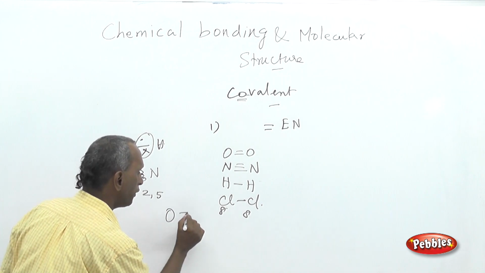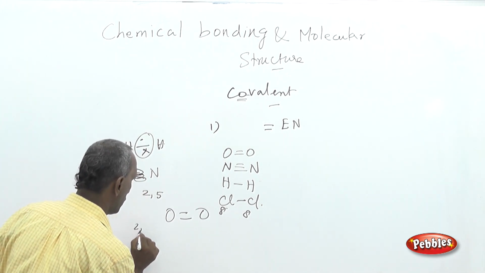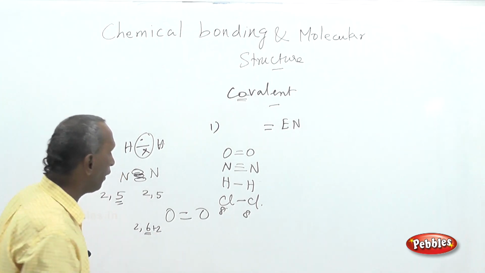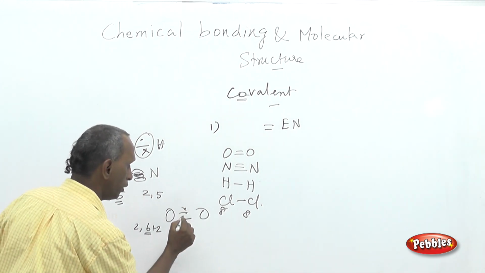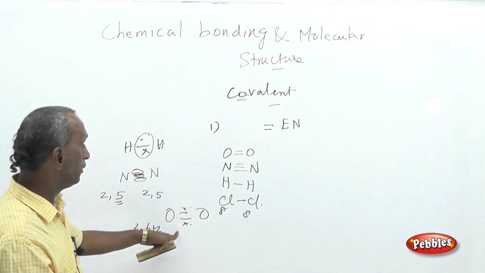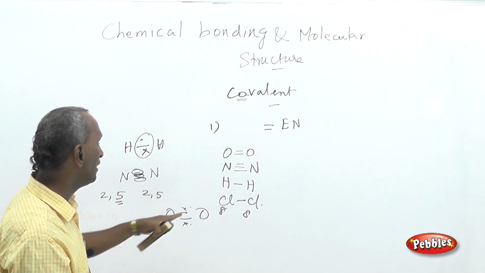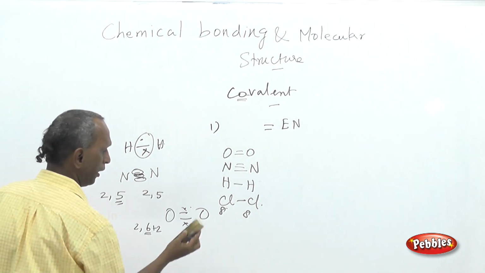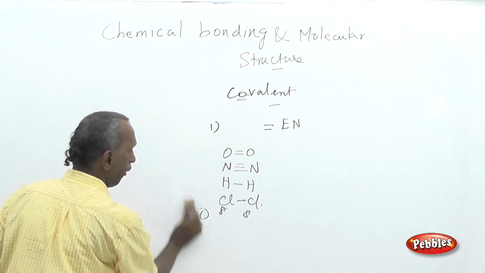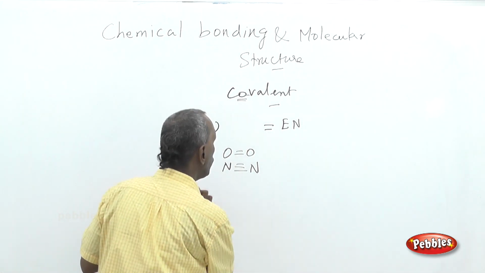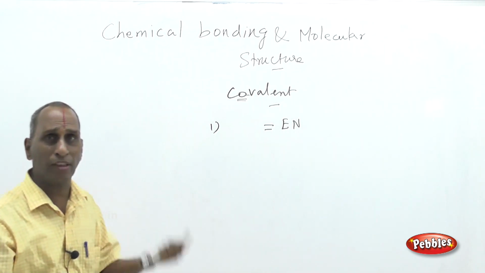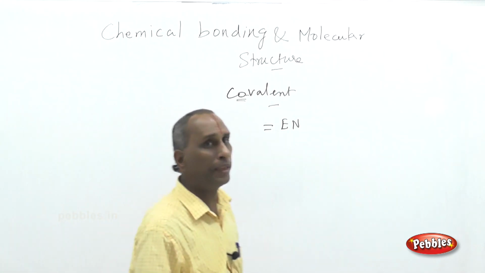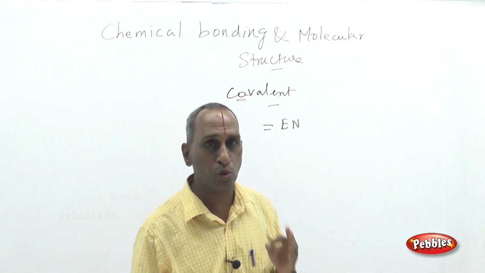If we take the case of oxygen, atomic number is 8, outermost electrons are 6. So each oxygen atom requires 2 electrons. This one requires 2 electrons, and this one also requires 2 electrons. Each electron pair is denoted by one covalent bond. So there are 3 covalent bonds in the case of nitrogen, 2 covalent bonds in the case of oxygen and 1 covalent bond in the case of hydrogen, chlorine, etc. To condense and revise, covalent compounds are formed between atoms which have equal electronegativity.